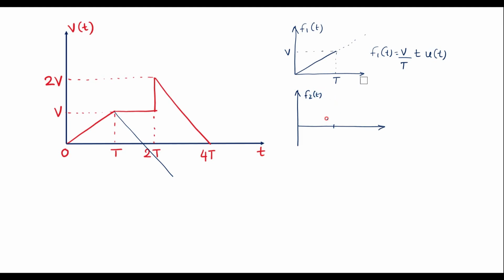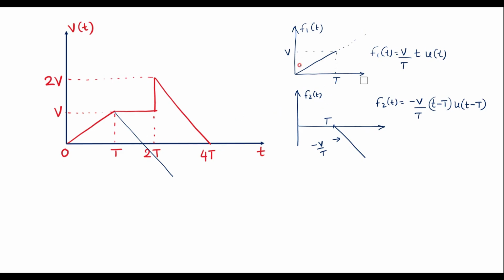So at t equal to T, one negative ramp should come. So this is a negative ramp signal. Its slope is the same, that is minus V by T. Let me represent f2 of t as, slope is minus V by T. It begins at t equal to T, so it is a shifted ramp signal, shifted by unit T. We can represent it as minus (V/T)(t minus T) u of t minus T.